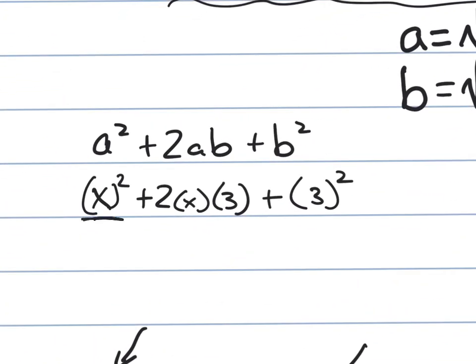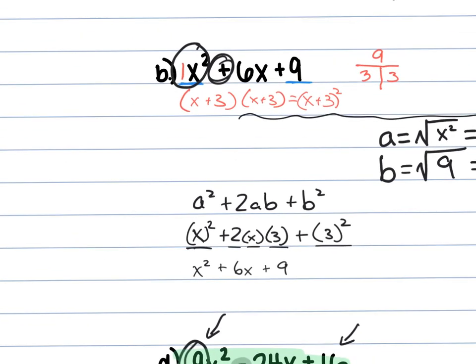Riley, hook me up. What's x squared? What is x times x? X times x. X squared. What is 2 times x times 3? And then finally, what is 3 squared? 9. Now look, this one ended up exactly like the other one as well, which means both methods will work.